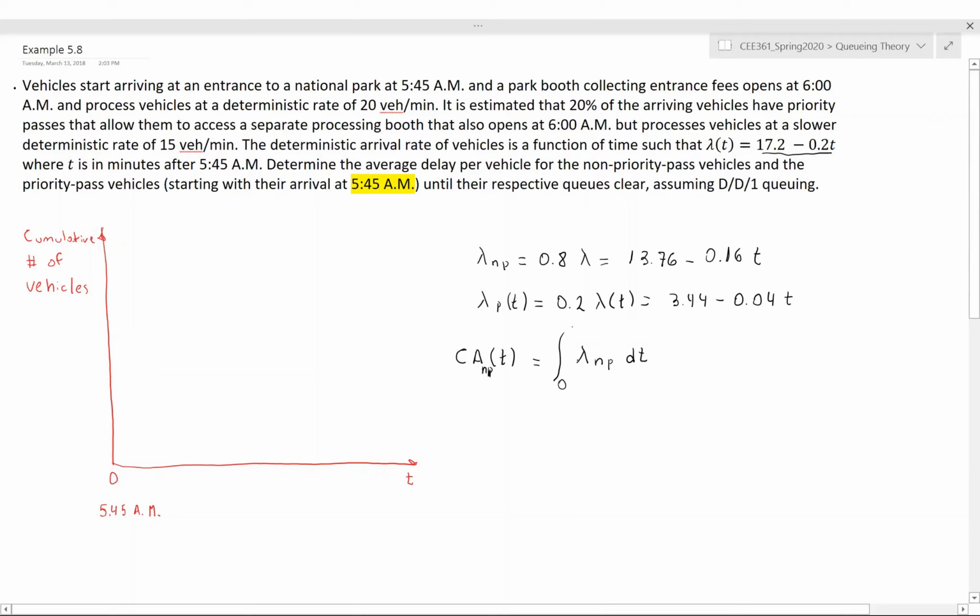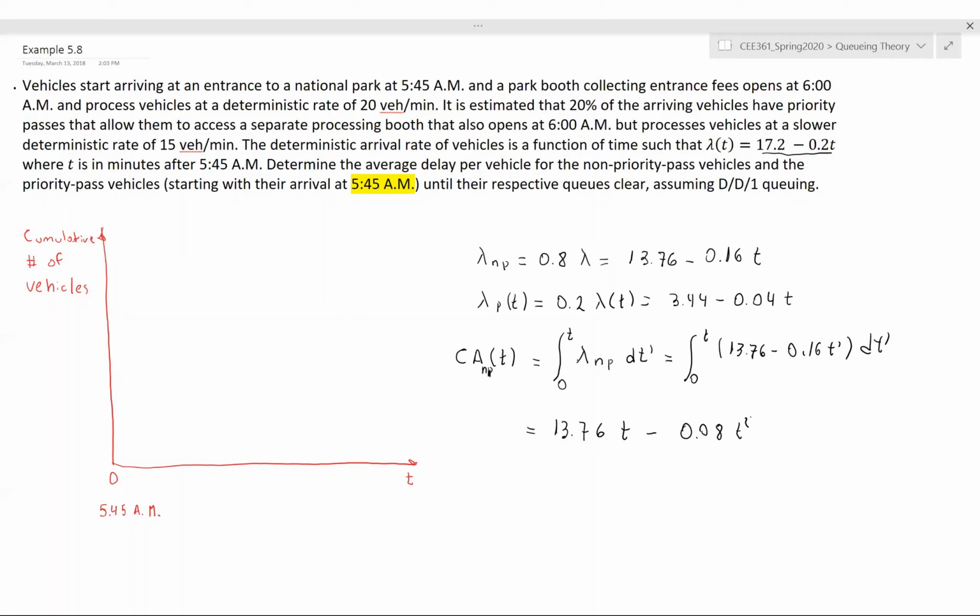We can do this for any time t, but for now, let me call this dt prime, just to make sure it's a dummy variable representing time. If I substitute the rate, I get the integral between 0 and t of 13.76 minus 0.16 t prime dt prime. It's a very easy integral: 13.76 t minus 0.08 t squared. That's our cumulative arrivals for non-priority pass vehicles, and I can get a similar function for priority pass vehicles, but I'm not going to write it to save time.